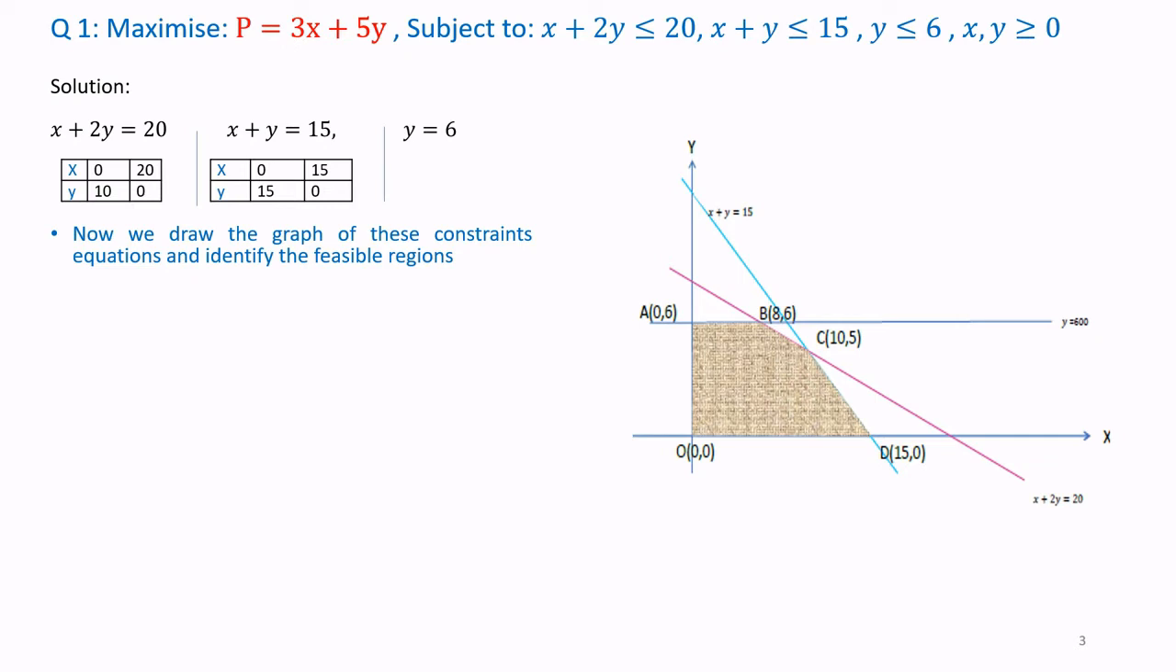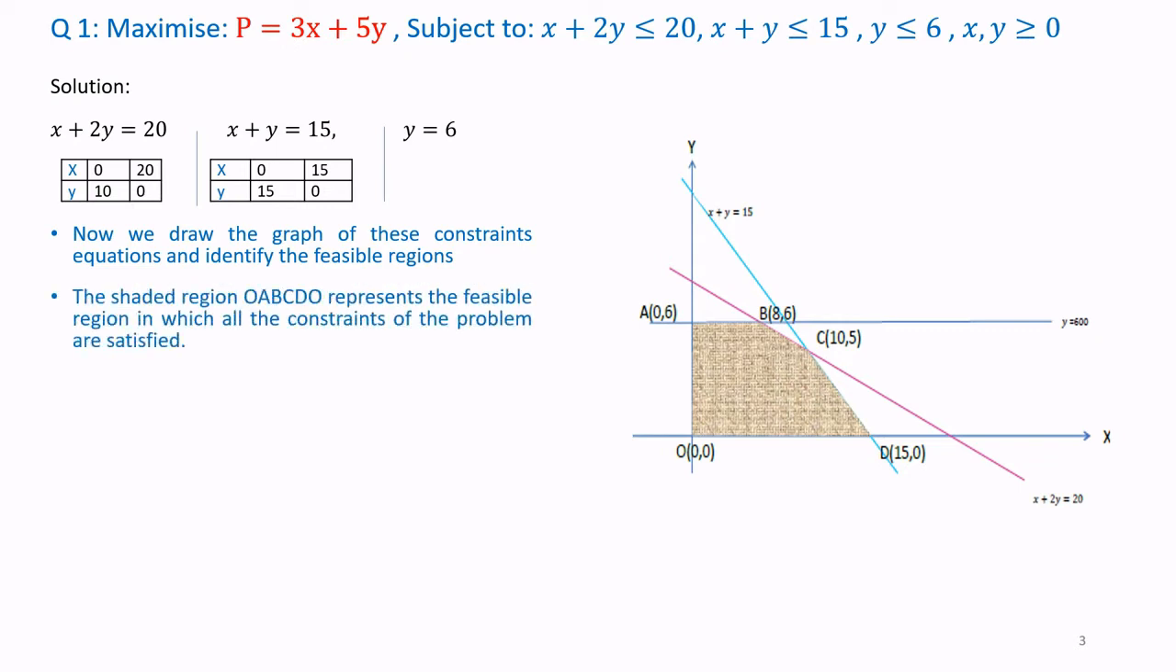Okay. So this is A, 0, 6. From the graph, B is 8, 6. That is the intersection point. And C is 10, 5. And D is as it is, we know 15, 0 and O is 0, 0. And identify the feasible region. The shaded portion A, B, C, D and O represents the feasible region in which all constraints of the problem are satisfied. That is, this shaded portion, filled up portion is the feasible region.